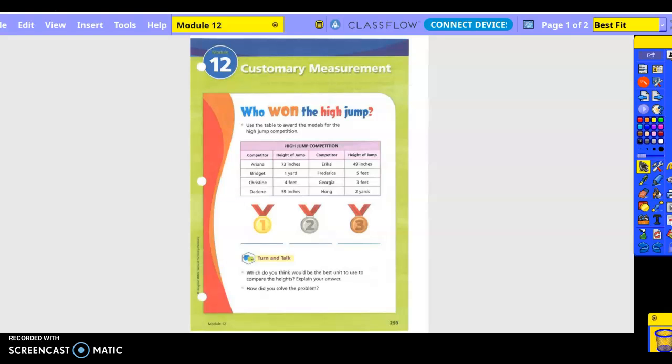Into Math Module 12, Customary Measurement. Who won the high jump? Use the table to award the medals for the high jump competition.